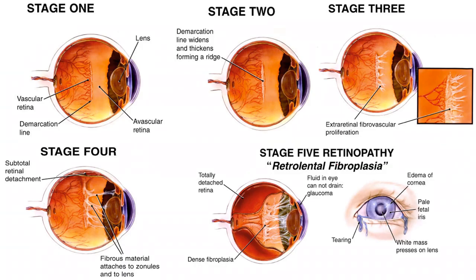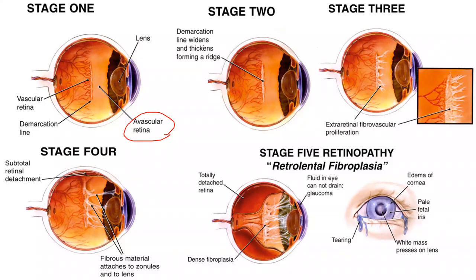Retinopathy of prematurity starts with what's called the demarcation line. The demarcation line is a flat line separating the vascular retina from the avascular retina. You can see there is no vascularization here, and here the blood vessels are trying to reach the avascular retina, but they are unable to. So there is a line separating both of them. This is called the demarcation line, or the separating line between the vascular and the avascular retina.